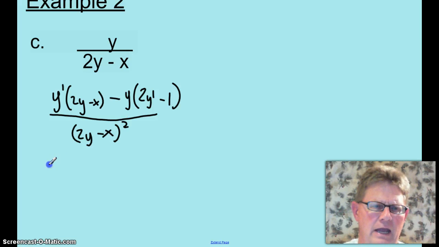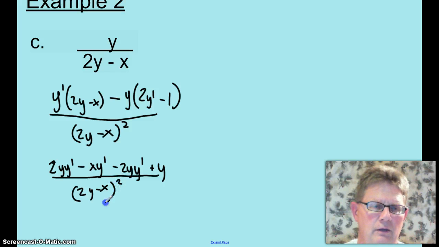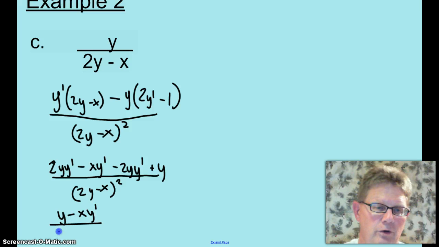Alright, so are there going to be any like terms? Actually, there will be some like terms, so we'll distribute that out. 2y y prime minus xy prime minus 2y y prime plus y all over 2y minus x quantity squared. Hey, those two y primes cancel out, so we end up with y minus xy prime all over 2y minus x quantity squared.